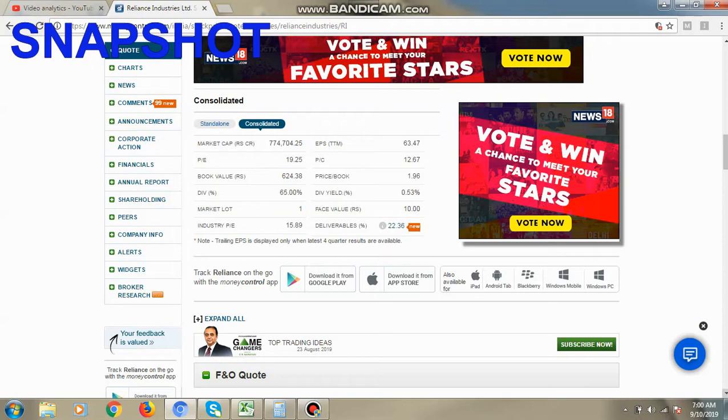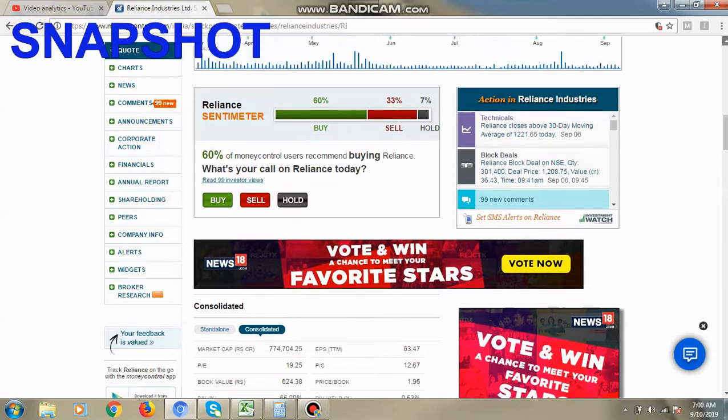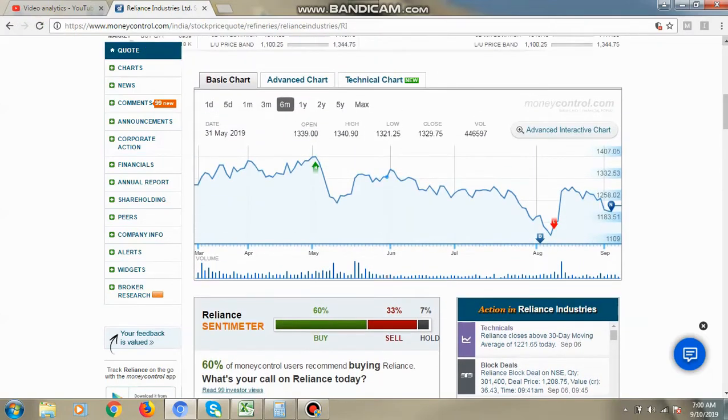It has a decent dividend payout ratio as well, and it is a market leader in oil and refining at the moment, with other businesses also doing well. So they have businesses which are into telecom and industrials, etc.